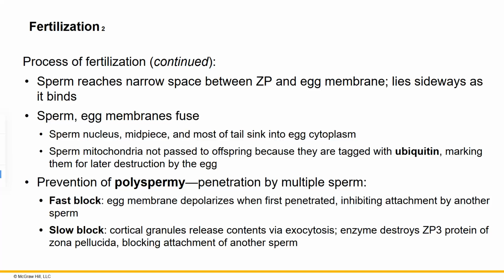Prevention of polyspermy, the penetration by multiple sperm. So when one sperm enters, we don't want more sperm to also enter. So there's a fast block and a slow block that happen. The fast block: the egg membrane depolarizes when first penetrated, inhibiting attachment by another sperm. Slow block: the cortical granules release contents via exocytosis. Enzymes destroy the ZP3 protein of the zona pellucida, blocking attachment of another sperm.